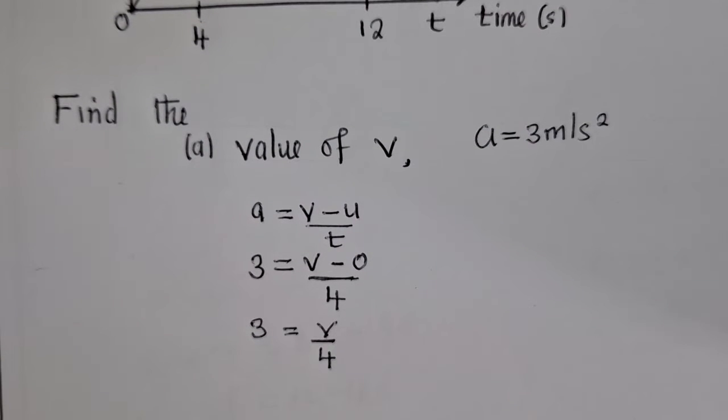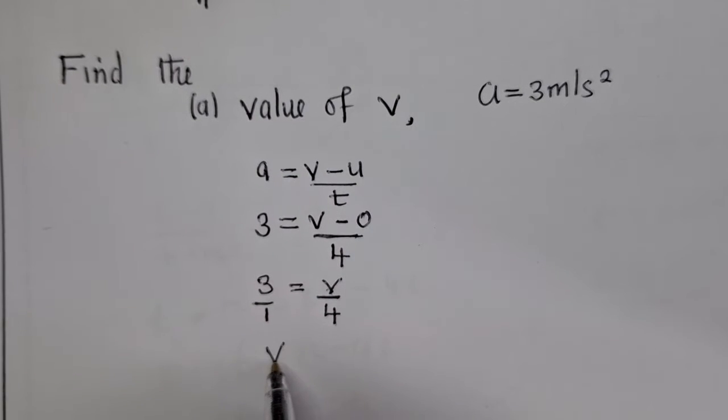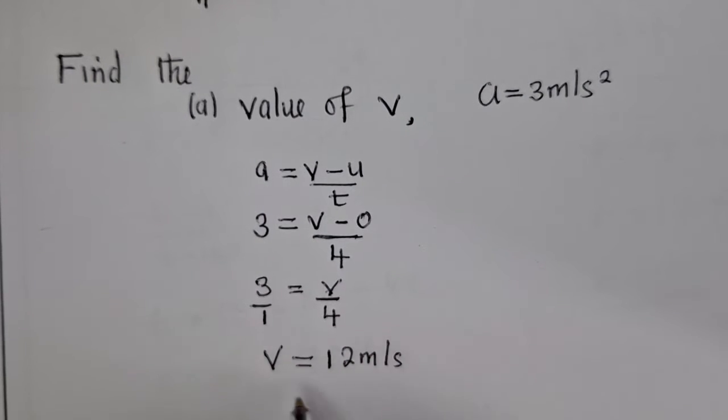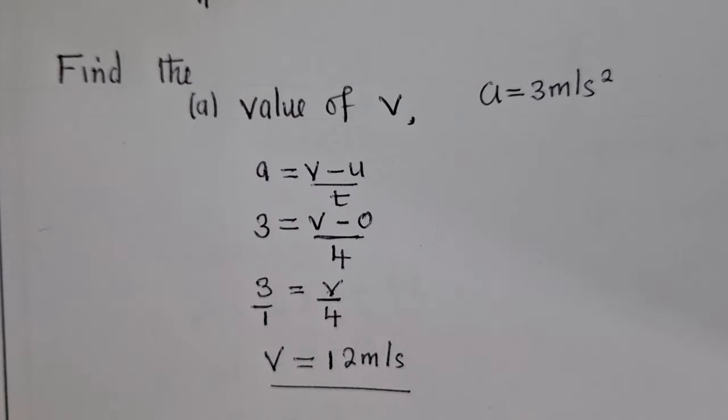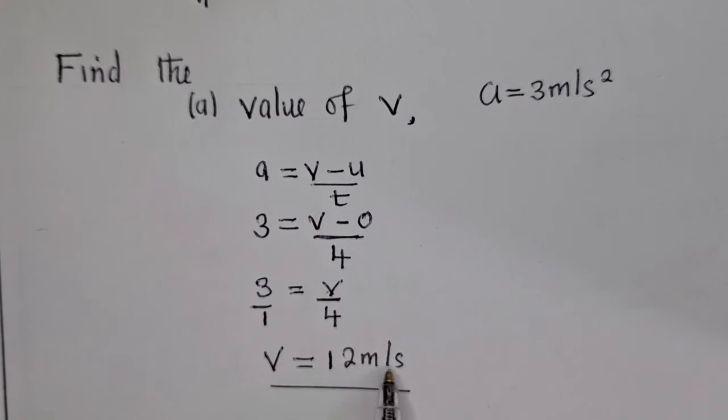So what is our v? We cross multiply. There's a 1 down here. 1 times v gives us v, which is equal to 3 times 4, which is 12. So this is 12 meters per second. Remember, the unit for velocity or speed is meters per second, while acceleration is meters per second squared. So this is the value of v. For question A, the solution is 12 meters per second. Let's go to question B.